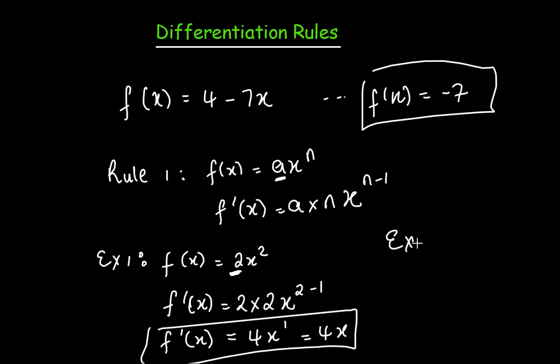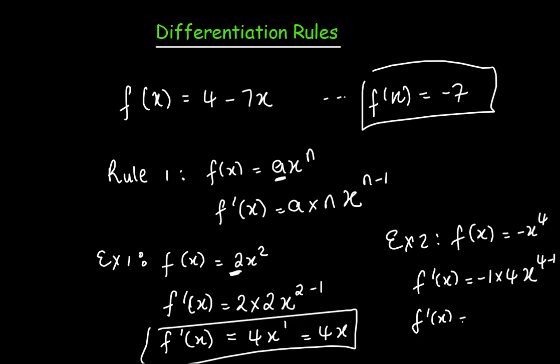Let me give you the second example. Let's say our f at x is equal to -x to the power 4. So the derivative of that would be, whatever is here, we see that here it's -1, so we say whatever is here times the exponent. So we say -1 multiplied by 4. Then you write the variable as it is, then you subtract 1 from the exponent. So the derivative of f would be -4x to the power of 3.